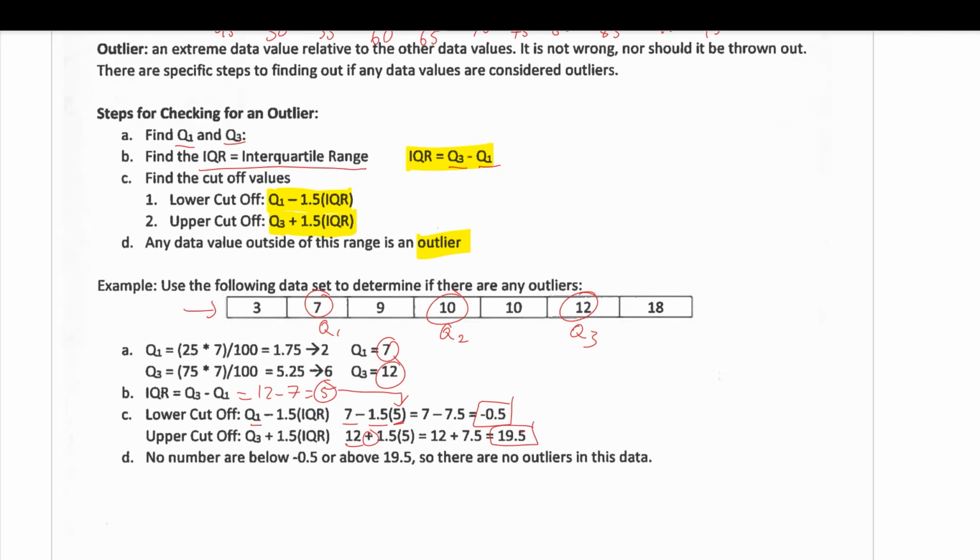Okay, now do we have any outliers? Well, do we have any values that are less than negative 0.5? The smallest one that we have is 3. That's not to the left of negative 0.5, right? Let me just draw a number line. Negative 0.5, and your upper is 19.5. You see how every one of our data values is within these 2 limits? So there are no outliers in our data.